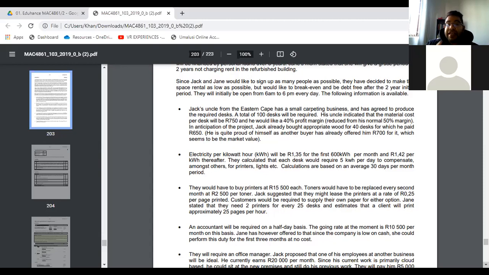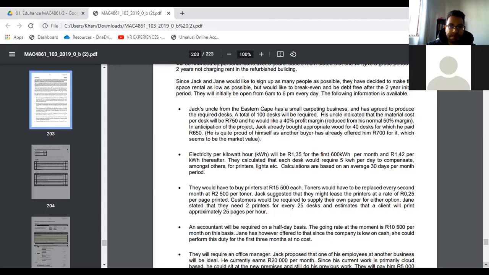They want to break even and be debt-free after 2 years. Okay, so take note. Remember that they took out loans of 1.5 million, but it's only repayable after 5 years. But despite that, they want to be debt-free after 2 years.